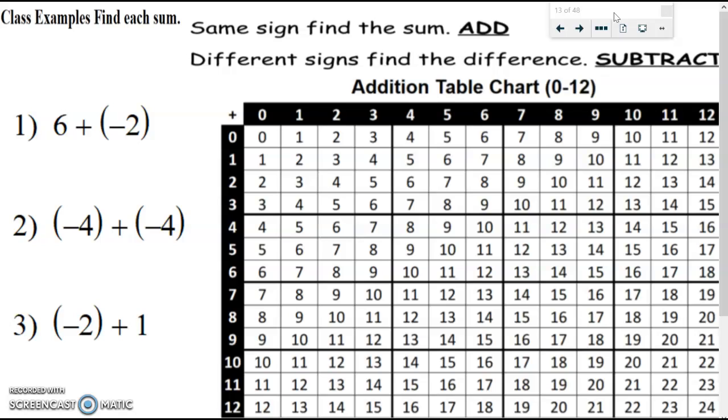Alright, so here I have 6 plus a negative 2. The 6 is positive, the 2 is negative. They're not the same signs, they're different signs. So we're going to find the difference, which means we subtract.